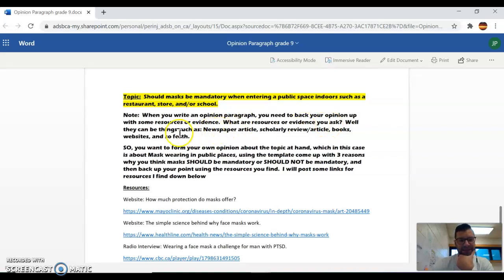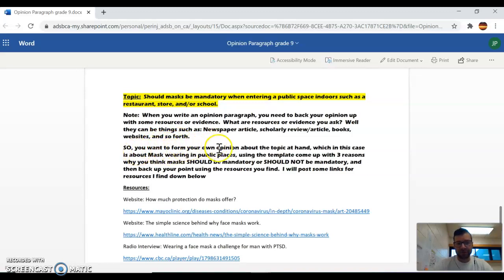Well, they can be things such as a newspaper article, scholarly review, or an article. So a scholarly review or scholarly article or scholarly journal are things written by someone who is educated. They're backed up by pretty solid evidence, and although they might be biased, it's still a pretty good resource to use. You can use books, websites, and so forth.